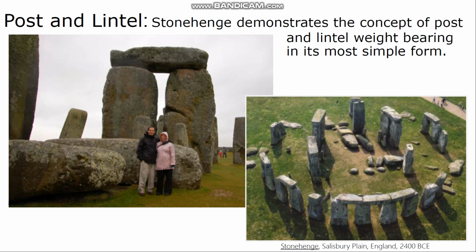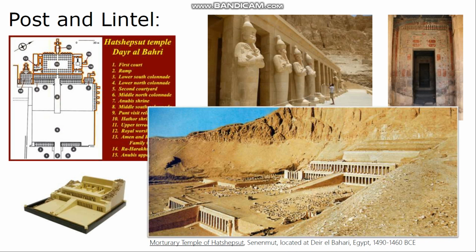So you can build something relatively simple, although not simple in construction, but at least simple in design, like Stonehenge, but you could build something incredibly complex like the Parthenon. It's all post and lintel architecture. So here's another example of post and lintel architecture.